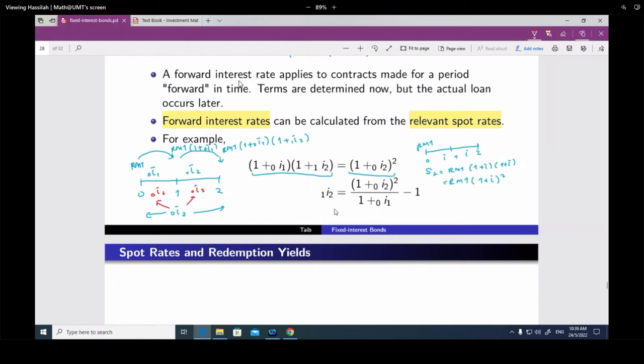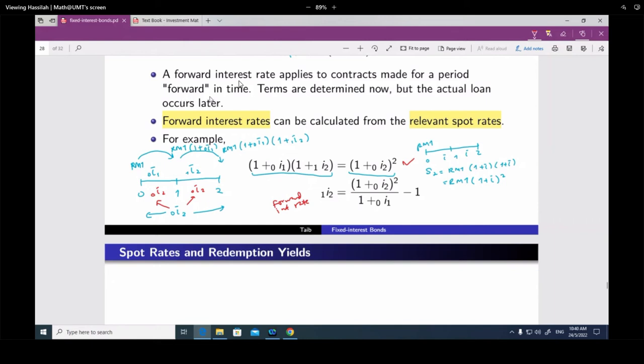you boleh tunjukkan bahawa forward will be given by this equation. You simplify sahaja equation ni. Yang ni tadi you dah dapat. You jadikan I1, I2 ni. So this is the forward interest rate.